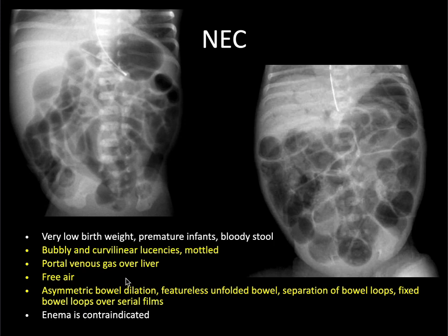You'll get portal venous gas, and you'll get perforations causing free air, so look for pneumoperitoneum. What you'll see is possibly asymmetric bowel dilation, some featureless and unfolded bowel, some tubular looking, straight appearing bowel, maybe separation of bowel loops or fixed bowel loops over serial films. And in these patients, an enema is contraindicated for the risk of perforation.